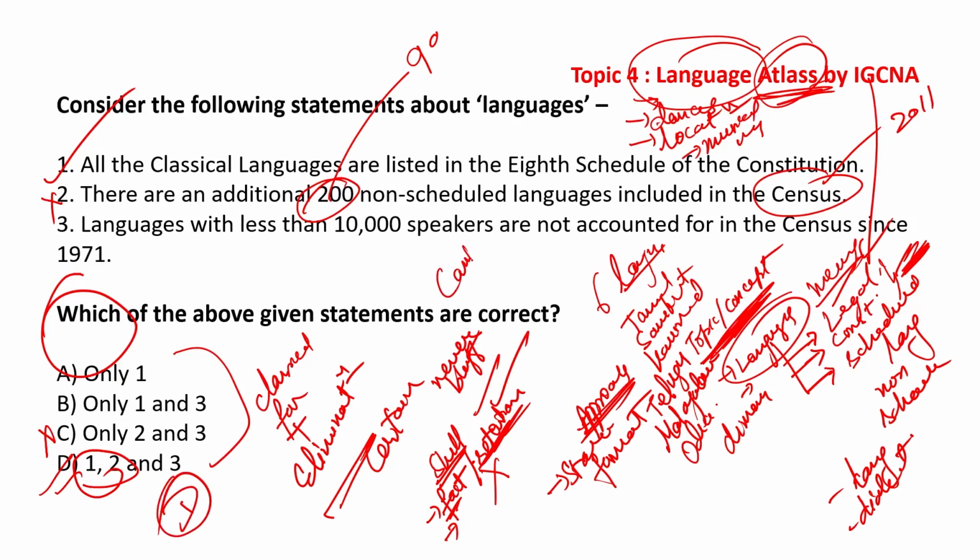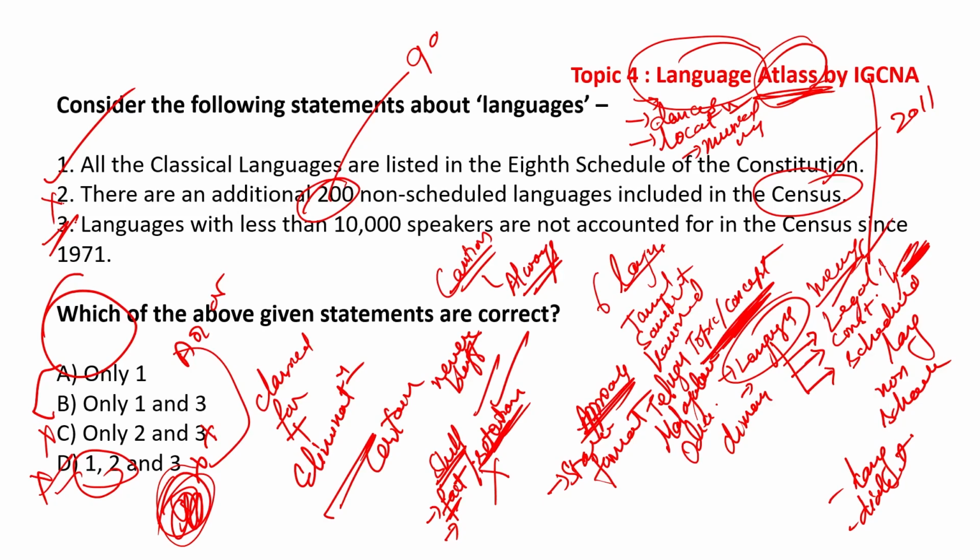However, caution, always read. Languages with less than 10,000 speakers are not accounted for in the census since 1971. So, like I was saying, the answer could be D, but the second is incorrect. So, again, I can rule this out. I beg your pardon, we are left with option A or B. So, the third statement is vital to understand.